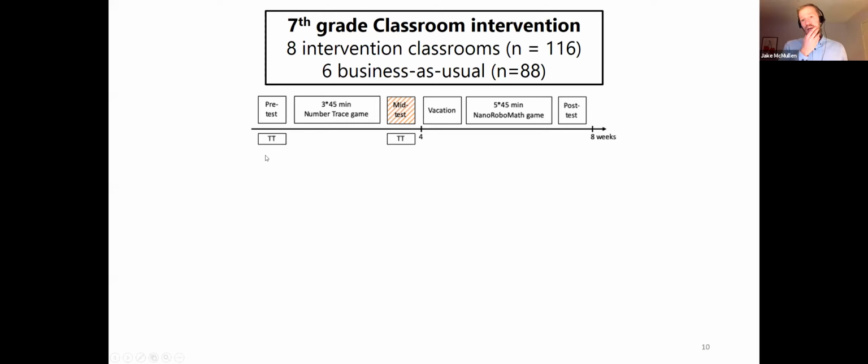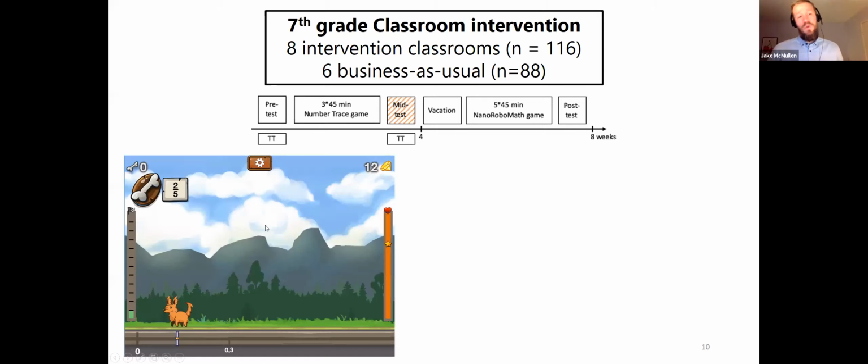We combined 2 different games because we felt that it wasn't necessarily that one game was going to capture all of the aspects of rational number knowledge. As we saw today, there are many different components, and we wanted to design it in a way that would lead towards this adaptive number knowledge. So we gave a teacher training and a pre-test, and then the teachers used, for 3 lessons, the NumberTrace game, which we designed to go much further than just estimating numbers on a number line bounded from 0 to 1.